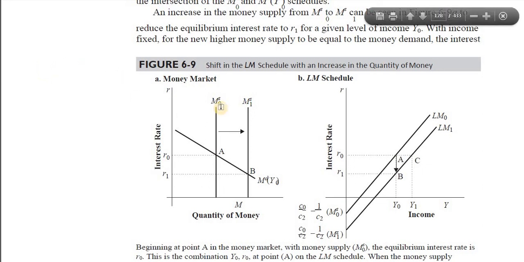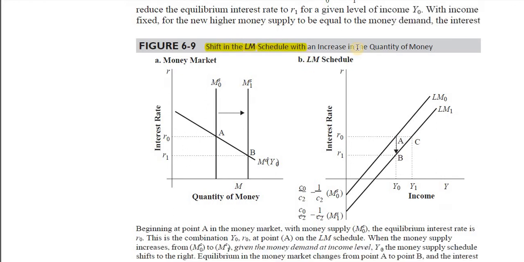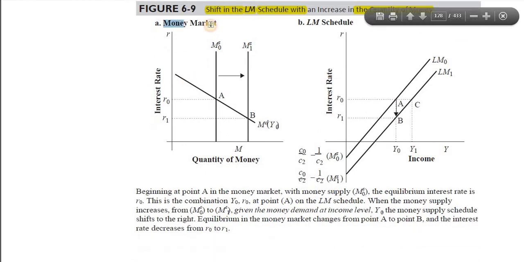Now let's get on to understanding the factors that can cause a shift in the LM schedule. The first factor is an increase in the quantity of money, or money supply. So this is our money market, this is our money supply curve, this is our money demand curve, the position of which is determined by the level of income in the economy, which in this particular case is Y0. Money demand and money supply intersect at point A, and here we have the equilibrium rate of interest as R0.